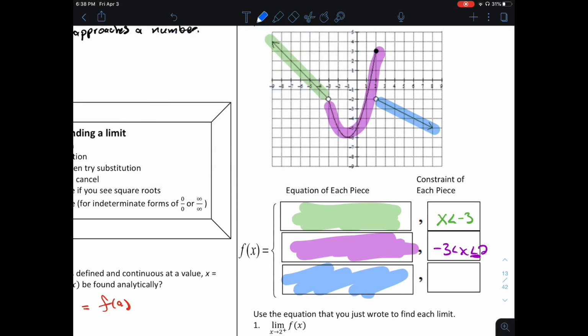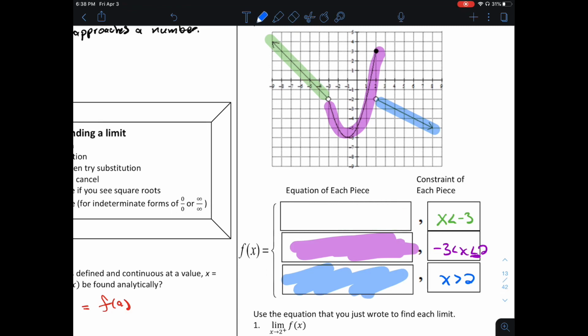And then the blue domain is going to go from 2 forever to the right, which I'm just going to write with the x first because that's better for me. x is bigger than, but not equal to 2. Going back to this green curve, by the way, even if it's linear, we can refer to it as a curve, as I just did.